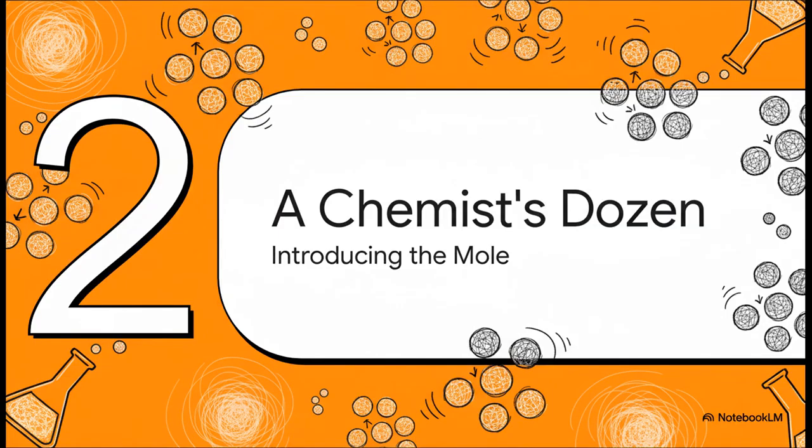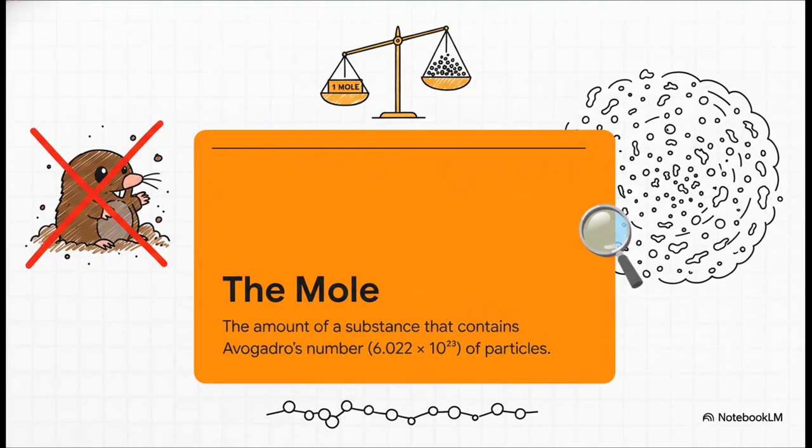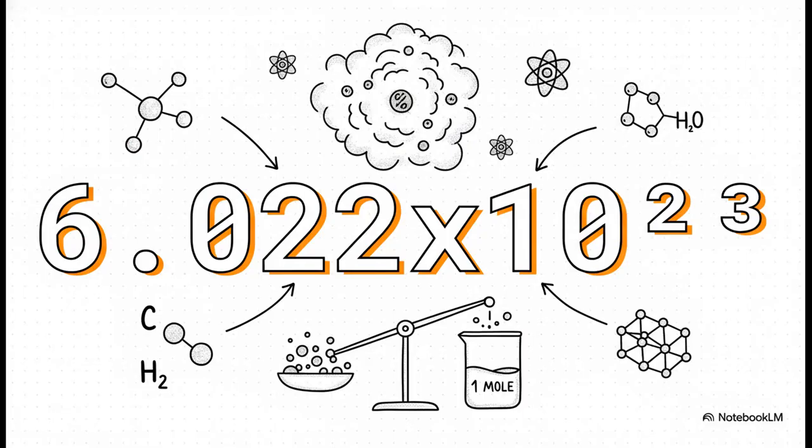So this brings us to the real hero of this story, the chemist's dozen. It's a special counting unit designed from the ground up just for the atomic scale. And that unit is called the mole. And no, not the furry little animal that digs up your backyard. In chemistry, a mole is just a word for an amount of stuff. To be specific, it's the amount of a substance that has one very special, very, very massive number of particles in it. And here it is.